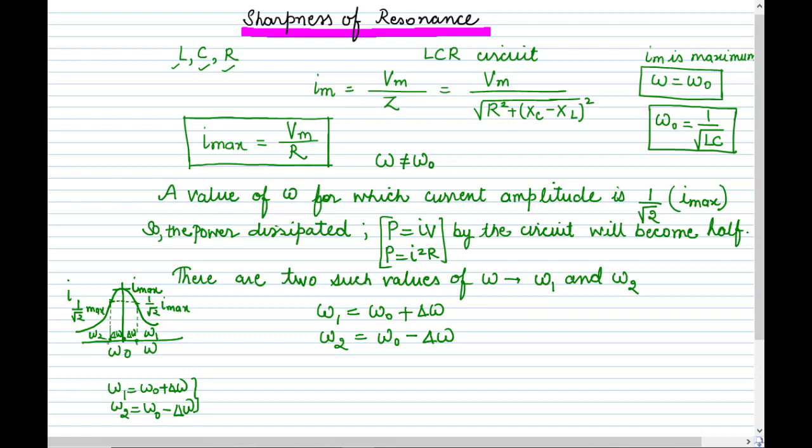This is how we get 2 points omega 1 and omega 2 on the graph, and these two frequencies are at the points where the current becomes 1 upon under root 2 of the maximum value, and here the power dissipated will become half of the maximum value. If you take the difference between omega 1 and omega 2, what will you have? Omega naught plus delta omega minus omega naught plus delta omega. So you will have this as 2 delta omega. This 2 delta omega is called the bandwidth of the circuit.